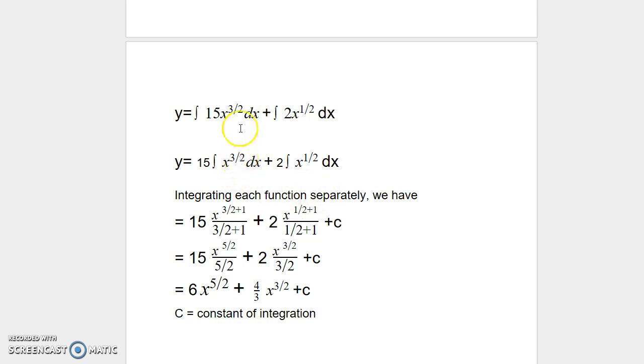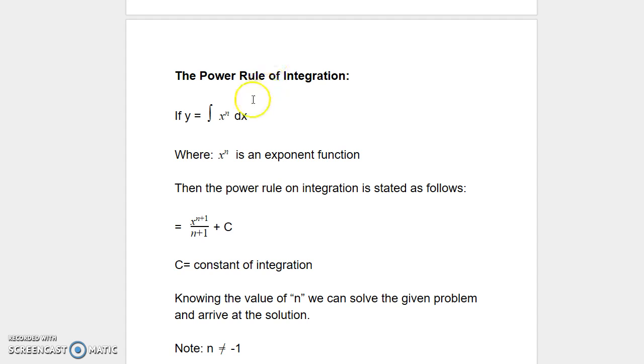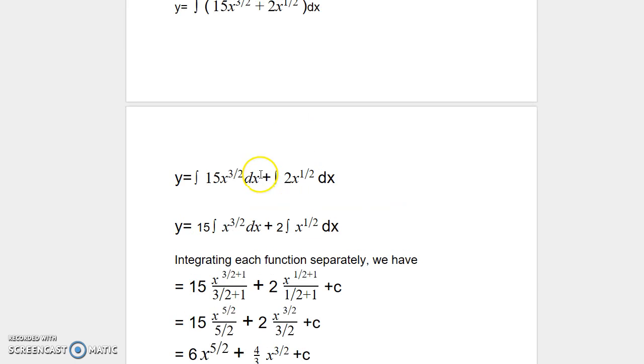We're going to apply the power rule. Let's state the power rule one more time. If y is equal to the integral of x to the power of n dx, the power rule states that we can write this as x to the power of n plus 1 divided by n plus 1. And here n can be a whole number, or it can be a fraction, or it can be a positive number, or it can be a negative number. So we're going to apply this to our example problem. So let us see how that works.